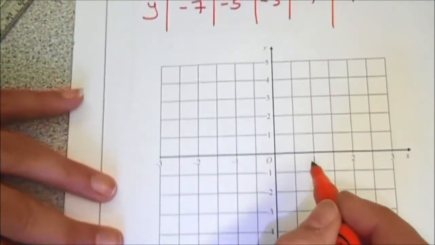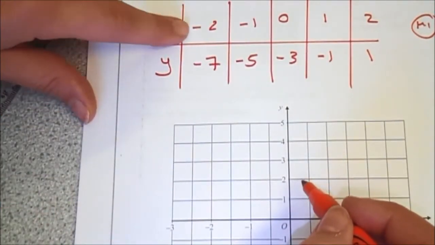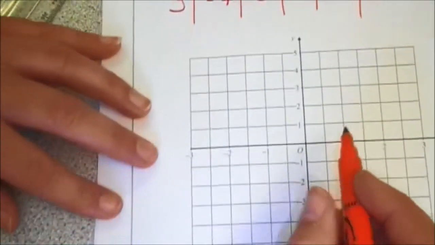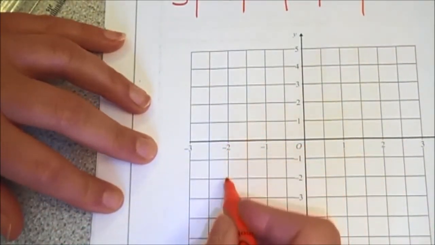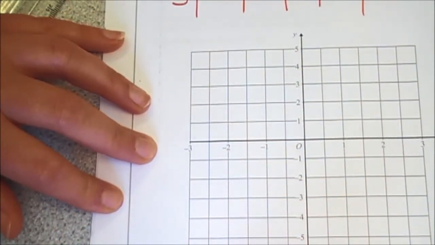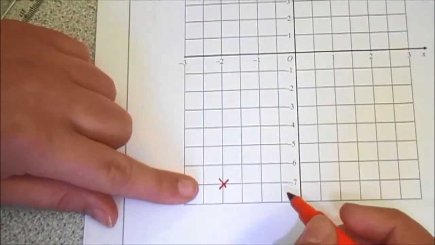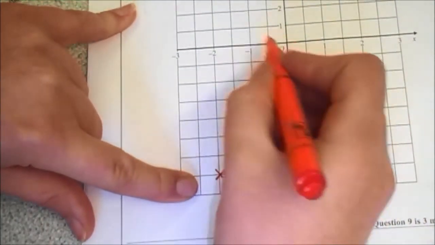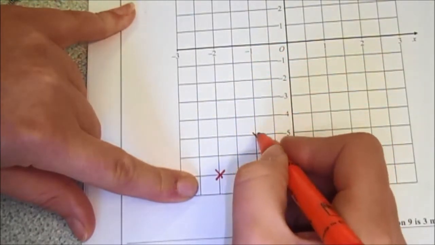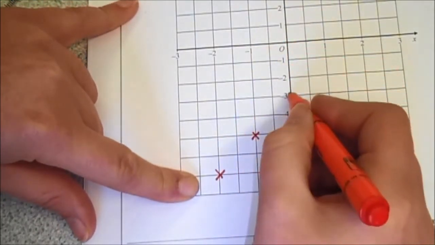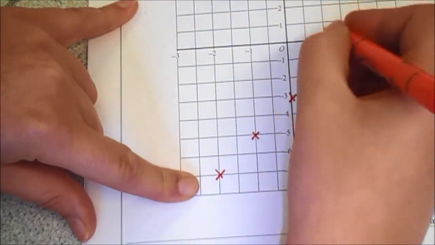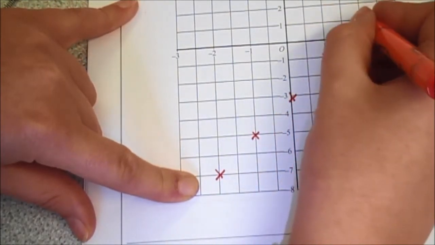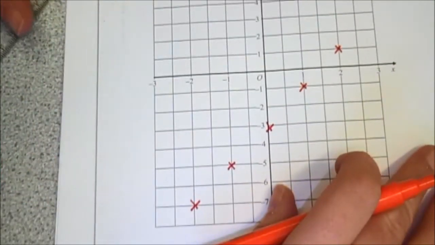Now we need to plot our points. So the first coordinate point is along the x-axis, negative 2, down the y-axis, 7. So negative 2, negative 7. Then I've got negative 1, negative 5. So negative 1, negative 5. 0, negative 3. 1, negative 1. And 2, positive 1. So there's all my x's.